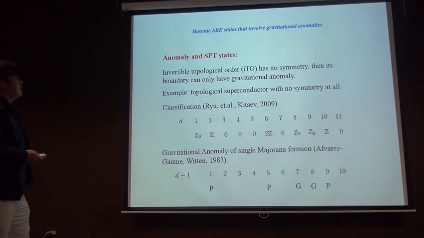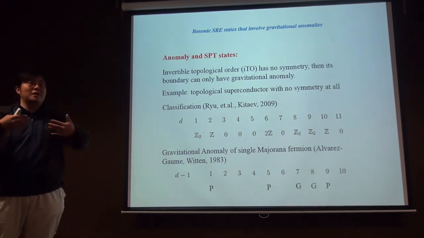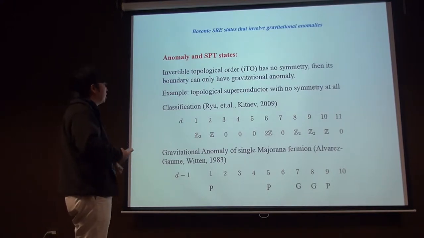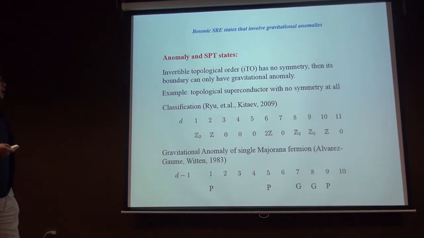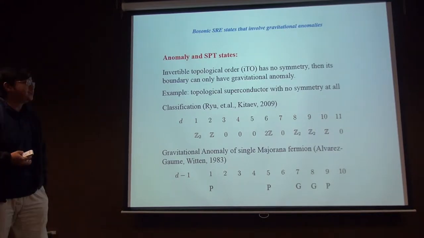Then in this case, the boundary still must be anomalous, right? Because the boundary has to be anomalous. Otherwise, it can be itself existent, but it doesn't have to be a boundary. Then the only anomaly the boundary of ITO can have is the gravitational anomaly. Okay, that's the only anomaly it can have, the gravitational anomaly.